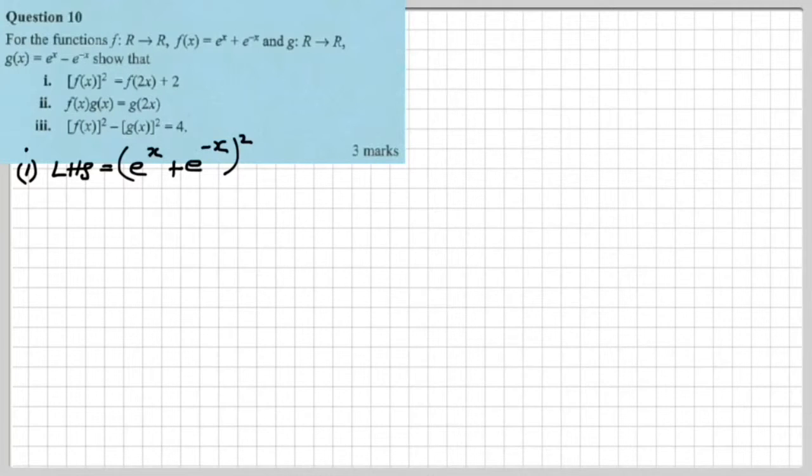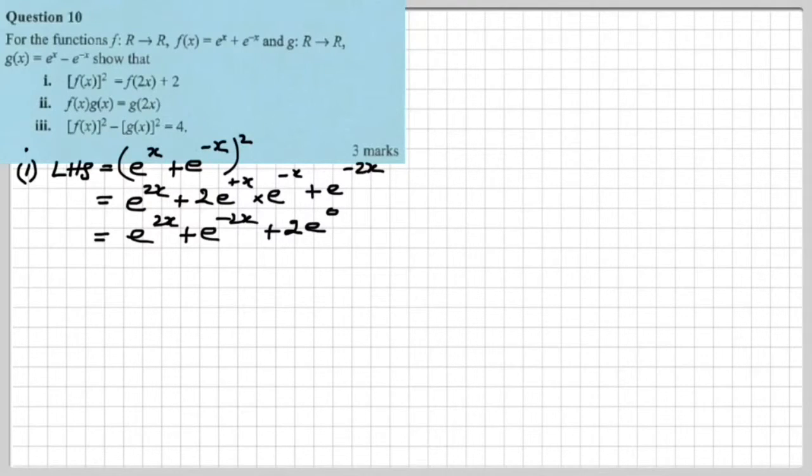Left-hand side is that. I think we better multiply that out, guys. Alright, let's do it. Yes, e to the 2x plus 2 times e to the x times e to the minus x. Now that's going to cancel, isn't it? Because that's e to the x minus x, which is e to the nothing, which is 1. So that'll just be 2. And this one, so what are we going to get? We're going to get e to the 2x plus e to the minus 2x, which is this right-hand term, plus 2. There it is.